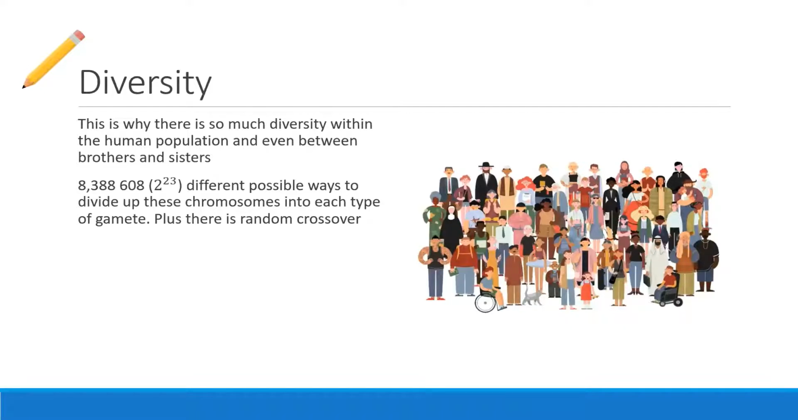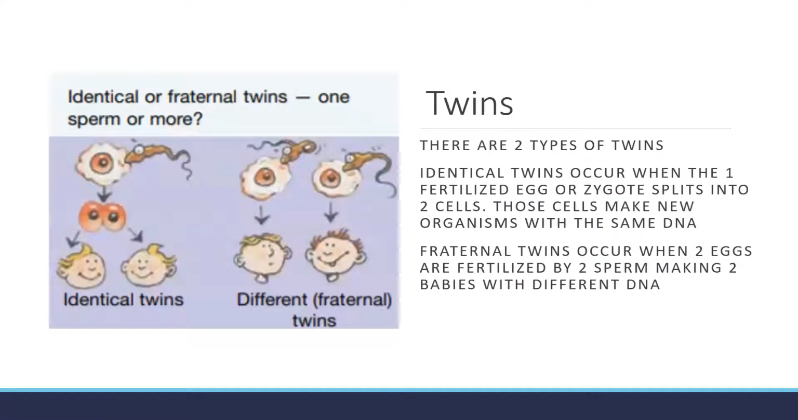Even with just one person, you can have 2 to the power 8 million different types of gametes, 8 million different types of sperm cell, and that's even excluding the shuffling of the DNA at the start. There are, of course, twins, which are a bit of an exception, but twins are caused when some weird splitting happens, or, for example, 2 eggs get fertilized at once.